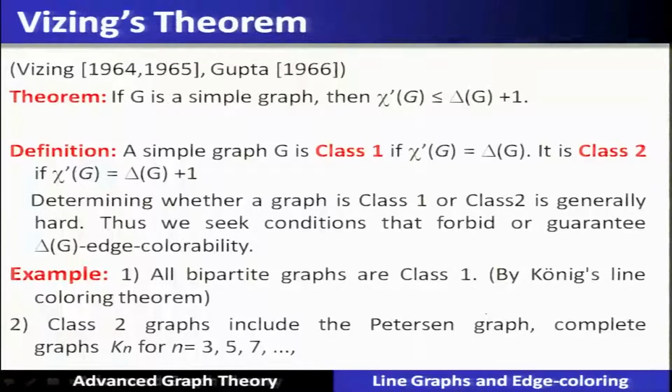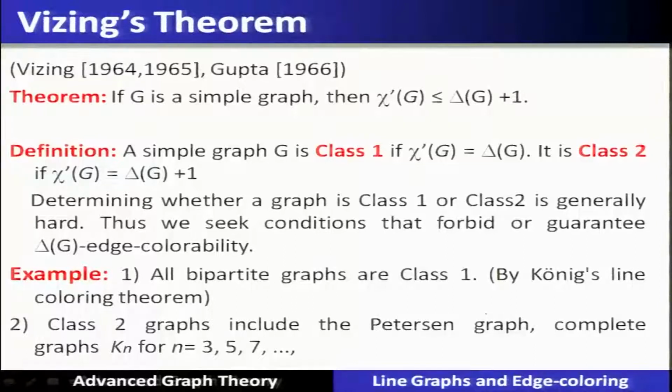Vizing's theorem, given by Vizing and Gupta, says that if G is a simple graph, then chi prime G is less than or equal to big delta G plus 1, where big delta G means the max degree of the particular graph. Now if we correlate with the previous discussion, the bipartite graph having chi prime G equal to big delta is also included in this.